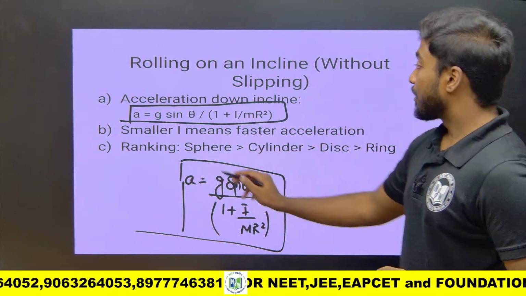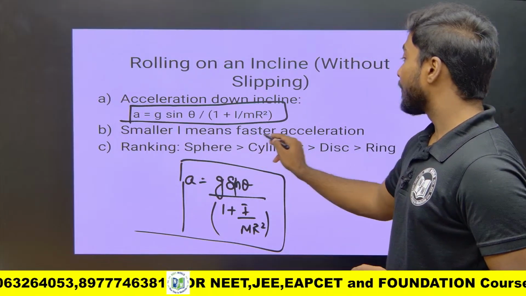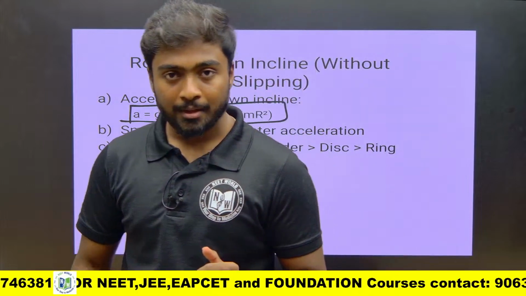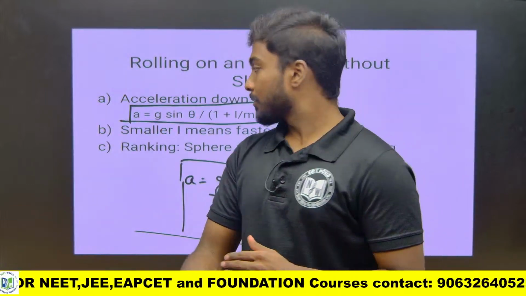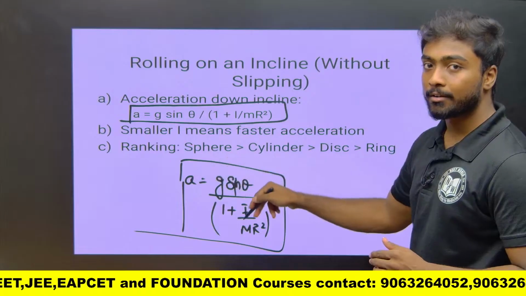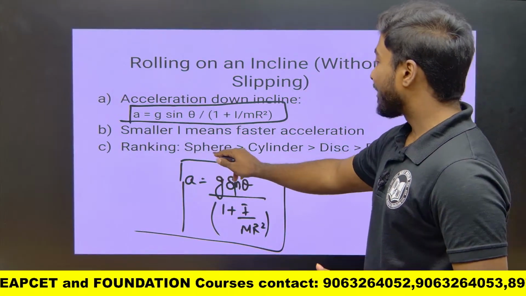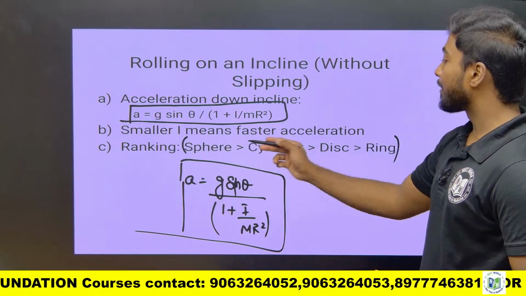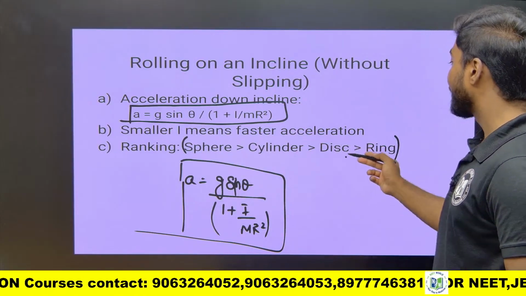One more thing you can keep in mind: smaller I means faster acceleration. So when the moment of inertia is less, acceleration is more. So it's inversely proportional, right? For ranking purposes, I have given for some specific objects: sphere greater than cylinder, greater than disk, and ring.